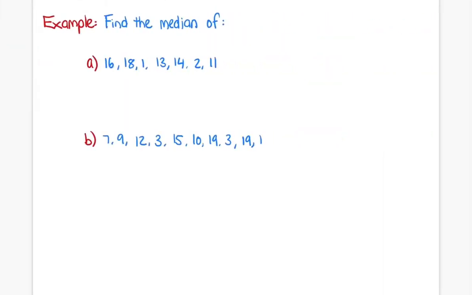Okay, now for this one here, find the median of these two sets of numbers. Now before you can find the median, you must put them in order from smallest to largest, or largest to smallest, but they must be in order. So let's start by doing that.